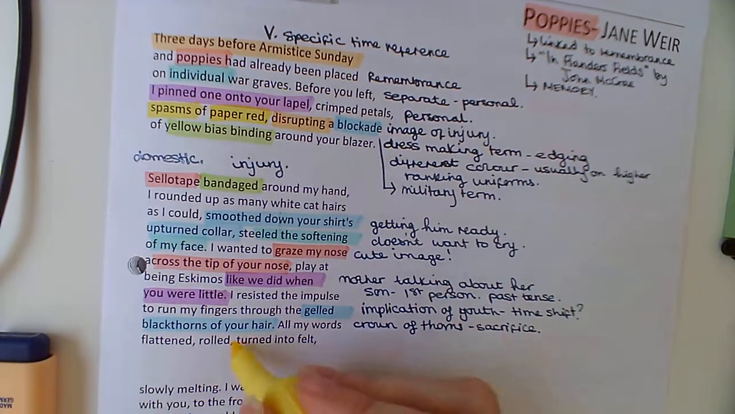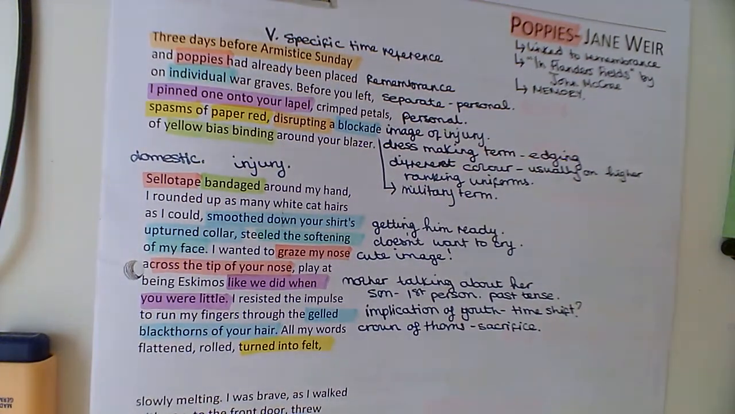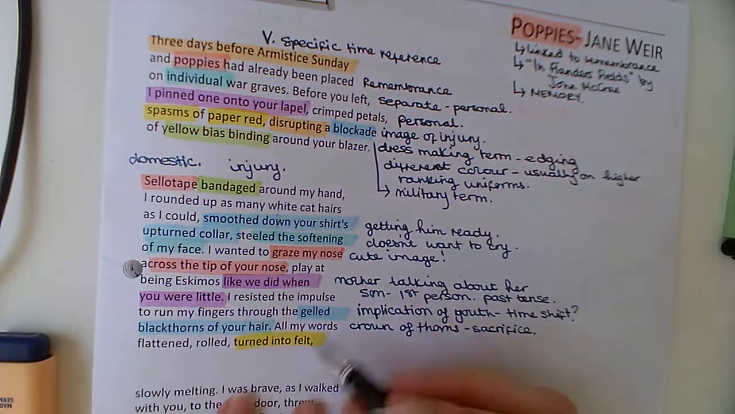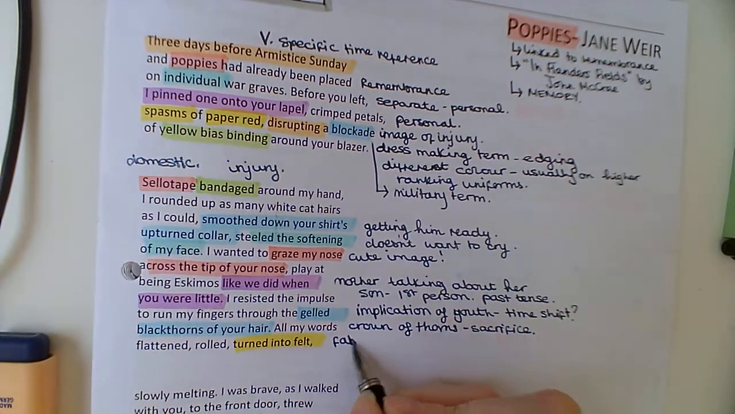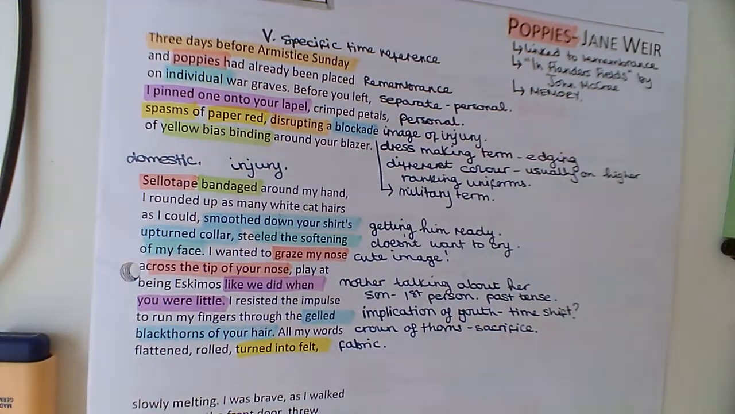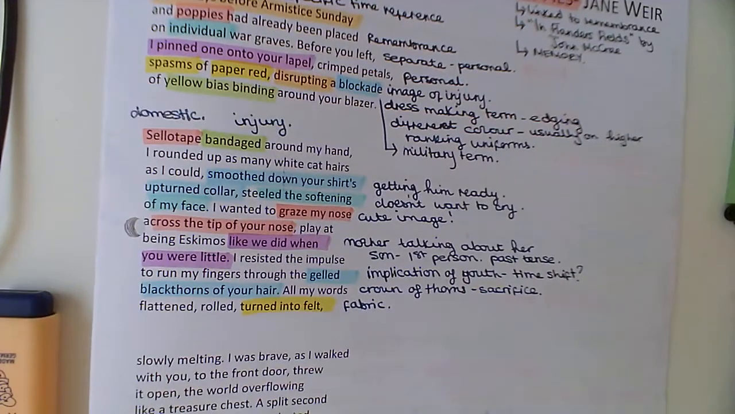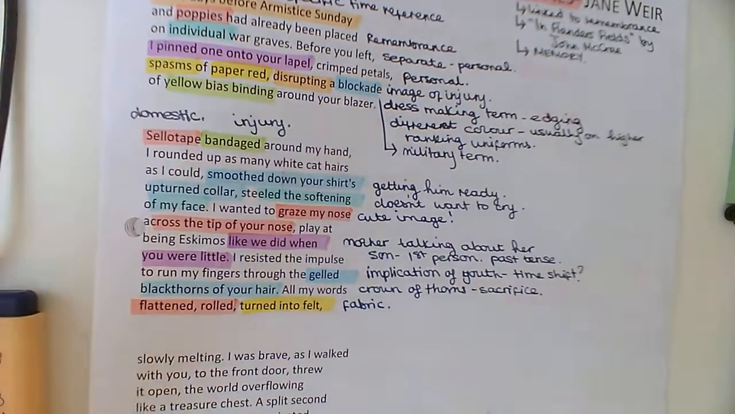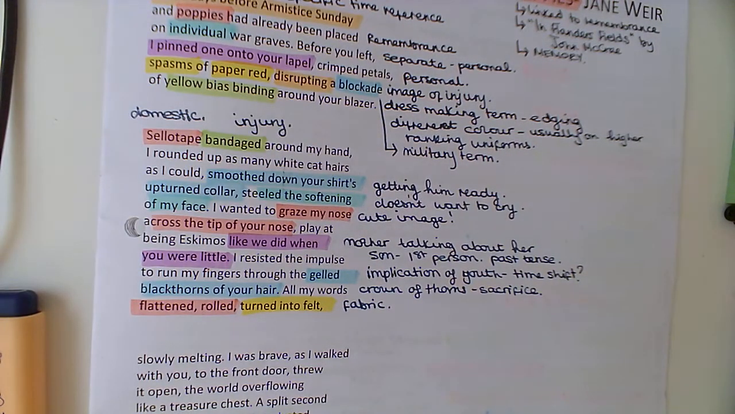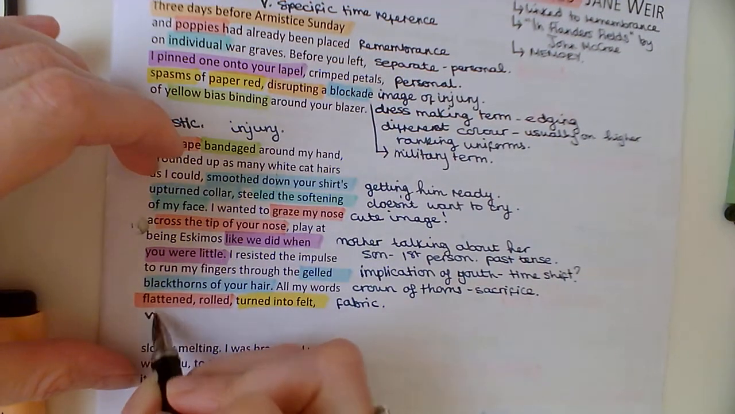Okay, so I'm hoping that you will know that felt is a fabric. But felt is a very interesting fabric, because it's created by taking wool and basically smashing it to pieces. So instead of being quite fine, it's all mushy and all over the place, which is why she says flattened, rolled. And, you know, these, they're not graphic, but they are still quite violent verbs when you think about flattening something.